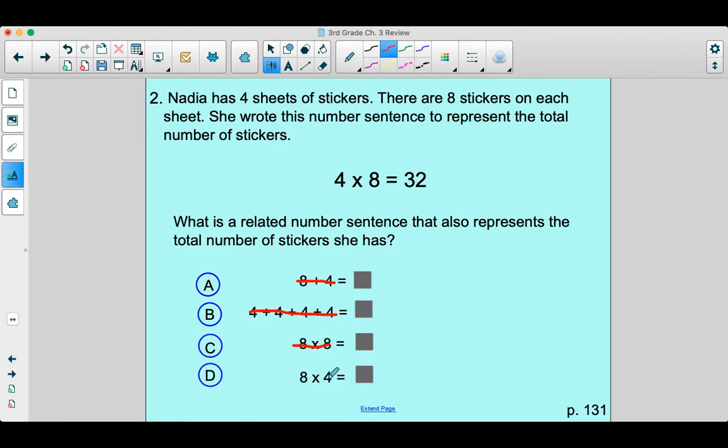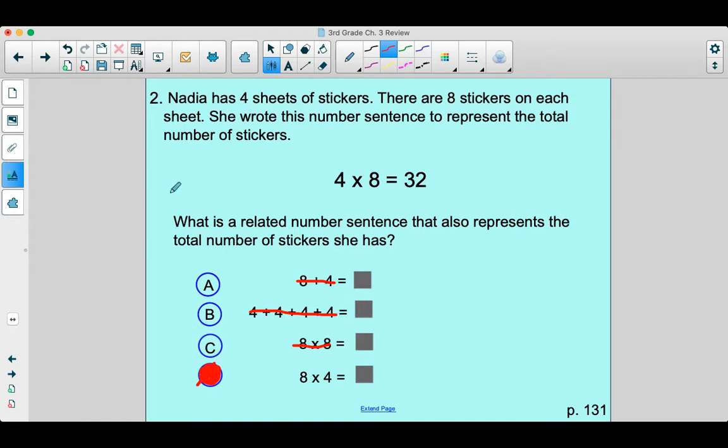8 times 4 is the same as 4 times 8. And you guys probably remember the commutative property. That's when you just kind of move the numbers around in a multiplication equation or in an addition equation, and you get the same answer.